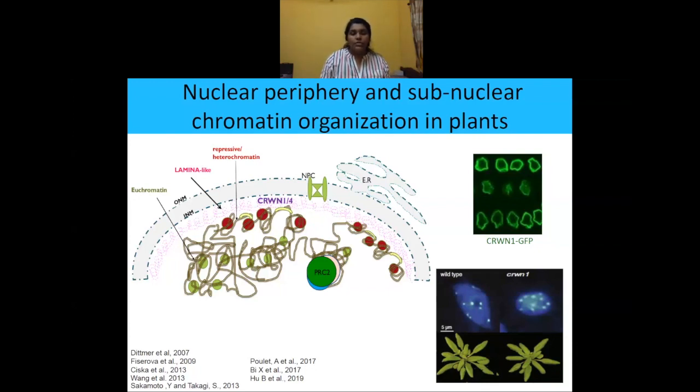Recent studies from 2017 to 2019 have shown that indeed CRWNs have a role in chromatin organization, and they harbor sites for tethering chromatin with heterochromatic features. And also, plant lamina-associated domains have been identified by using CRWN1 as a bait. So this points in the direction that plant cell nuclei also have a similar structure like animal cell nuclei. However, it has plant-specific proteins that play a key role in chromatin organization and forming the plant lamina.